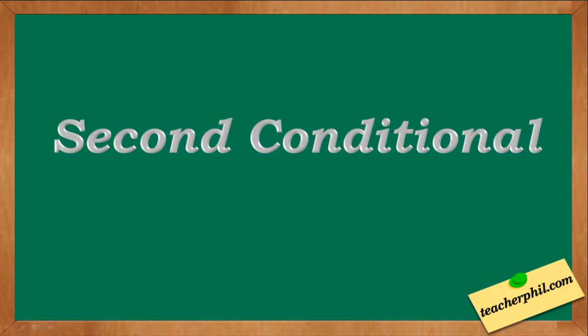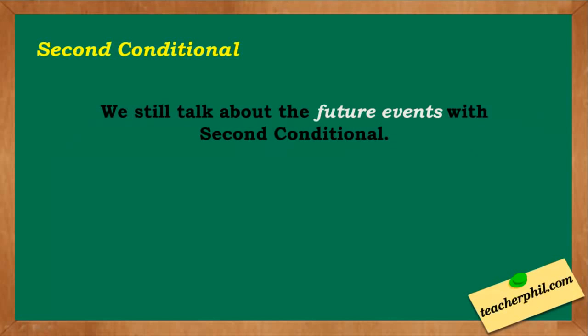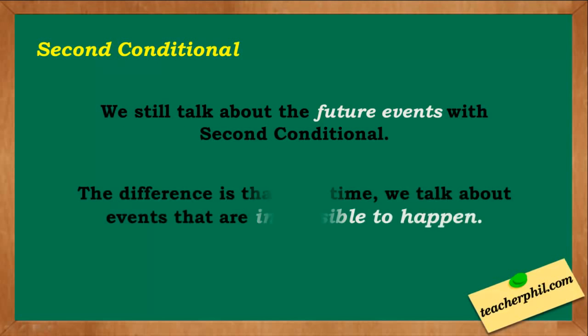Second conditional. We still talk about future events with second conditional. The difference is that this time, we talk about events that are impossible to happen. With first conditional, we talk about events that are possible to happen.